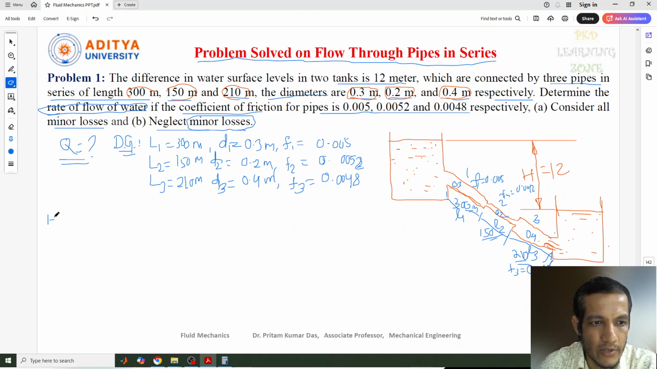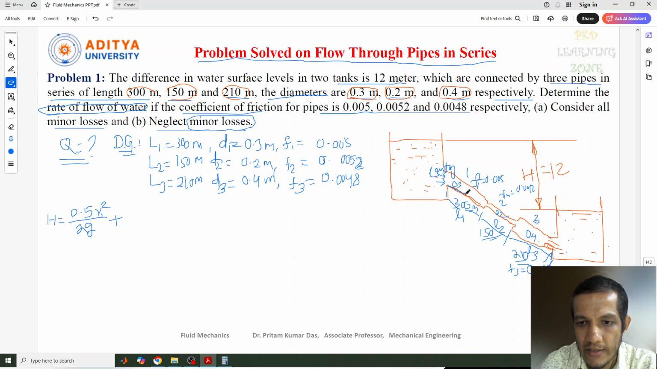So let me write down this formula. H equal to, we have the formula 0.5 V square by 2G, plus, see, this is the entry point. So due to the entry in the pipe, what is the loss that happened here? So that is a minor loss, coming under the minor losses.